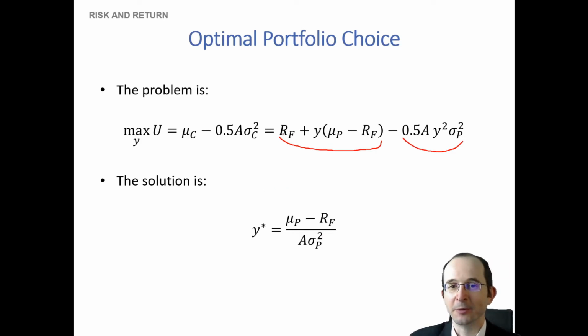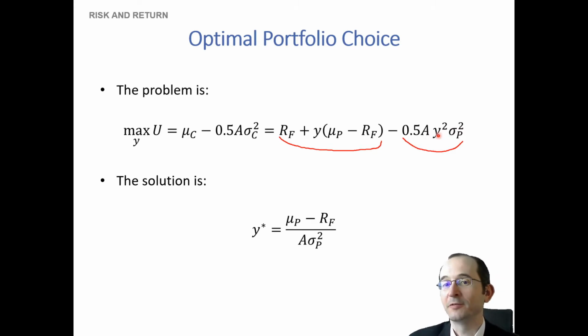So remember, taking a derivative of, let's say, the first part with respect to y, well, that's just going to be the risk premium. And taking a derivative of the second part with respect to y, well, it's going to be, let's see, 2 times y times 0.5 times a. So I guess the 0.5 and the 2 will cancel, so you'll just get a times y times sigma p squared.